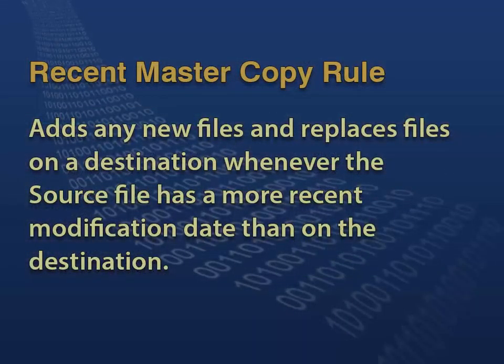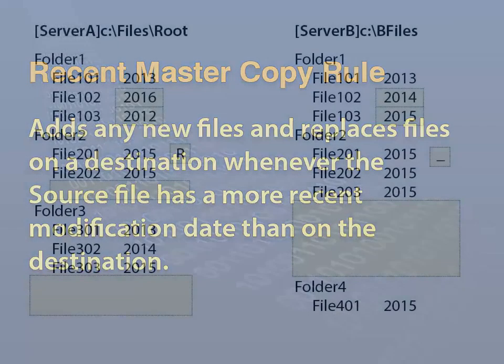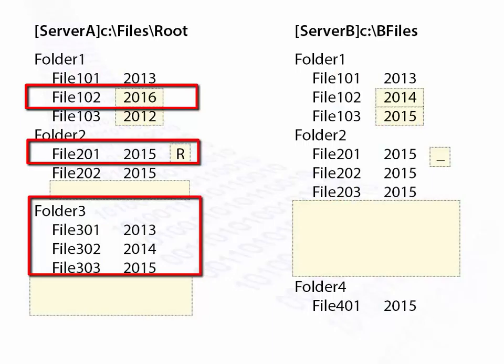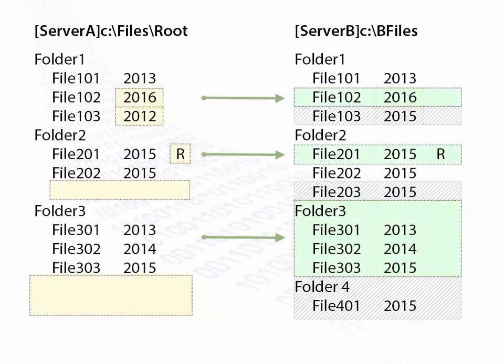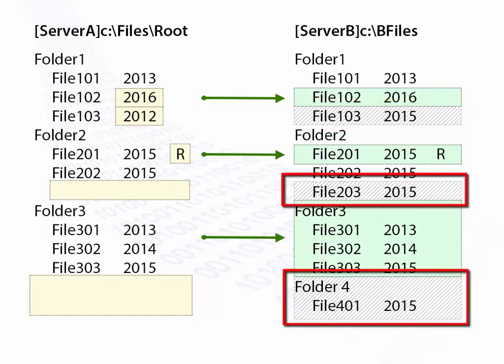A recent master copy rule will add or replace files on a destination when the source file has a more recent modification date than on the destination. It will not delete any files. Let's look at our original set of files, and let's assume that server A will be the source in this one-way rule. If we look at the results, we can see the three groups that were copied, but also of note is the fact that the file 103 was not copied because it's more recent on the destination. Also, the files that are on the destination but not on the source are not deleted either.